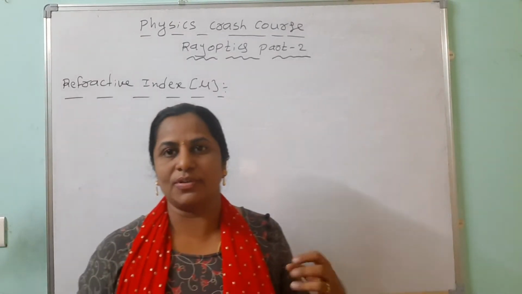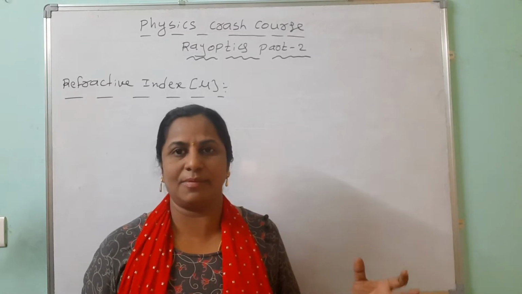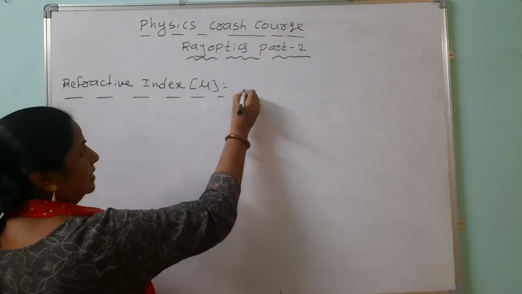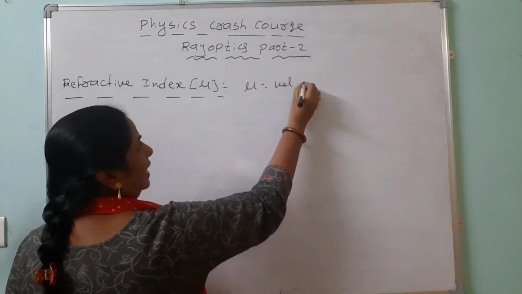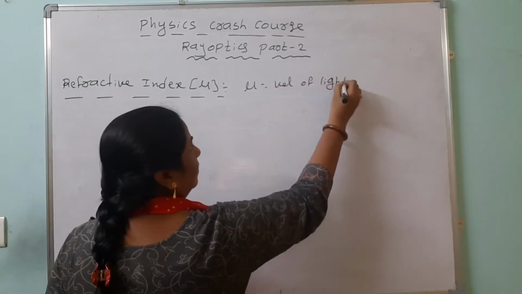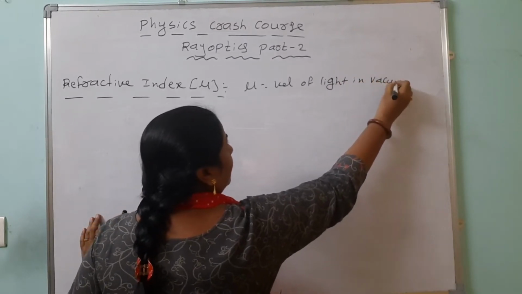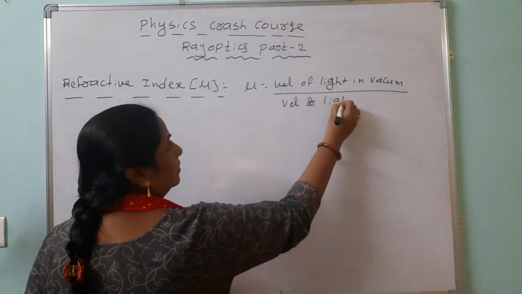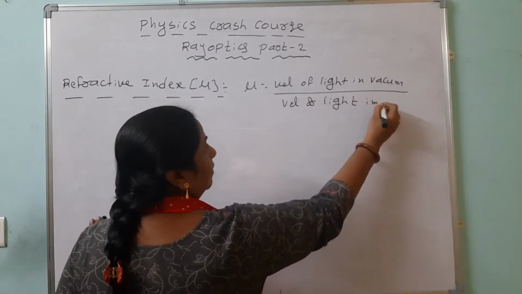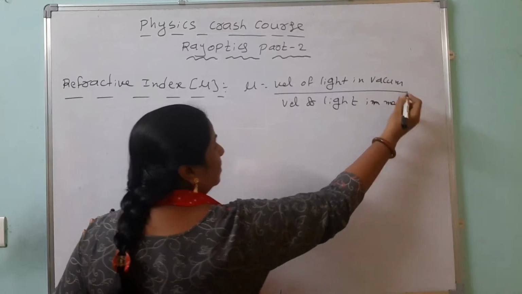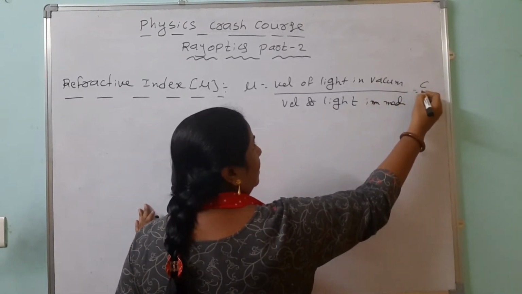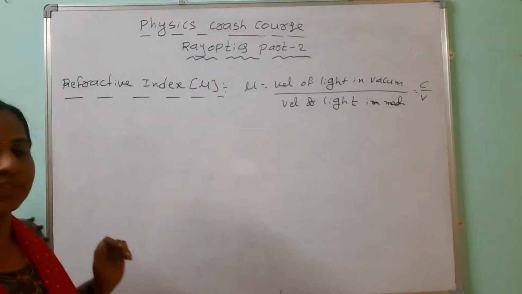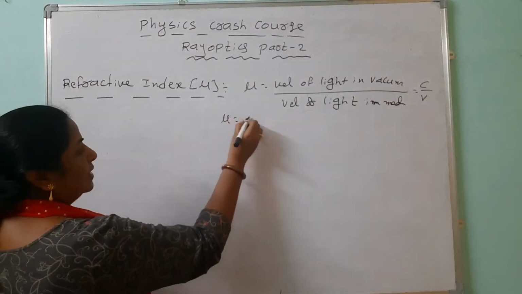We have to say about the speed of light in different mediums with the help of the refractive index only. What is the formula for refractive index? This is the velocity of light in vacuum by velocity of light in medium. Simply we can write it: velocity of light in vacuum is c and velocity of light in medium is v. So we should write it mu equals c by v.